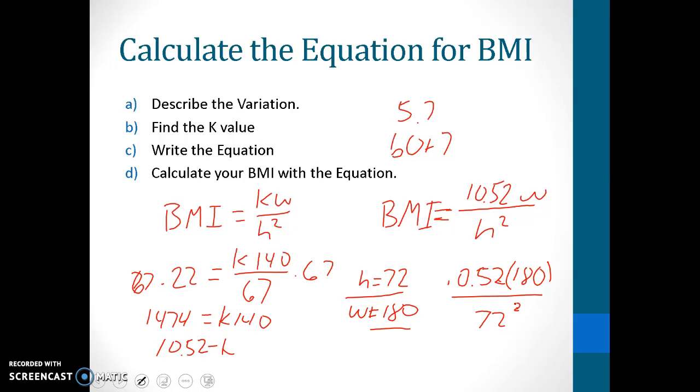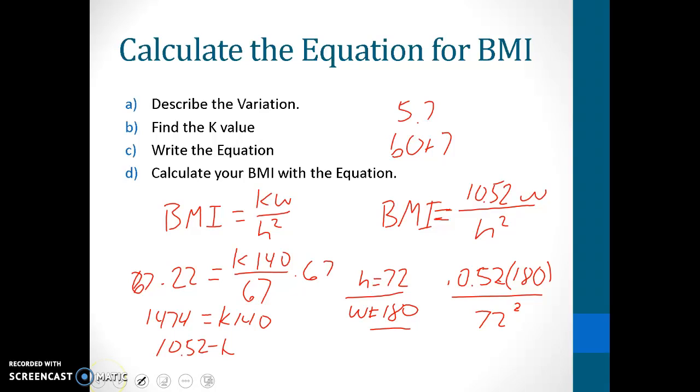And so let's see what we have here. I'm going to take 10.52 times 180, and I'm going to divide that by 72 squared. Okay, something didn't go right here.